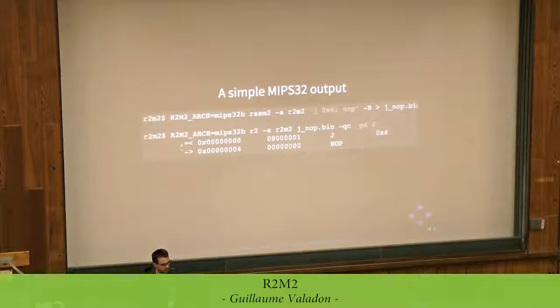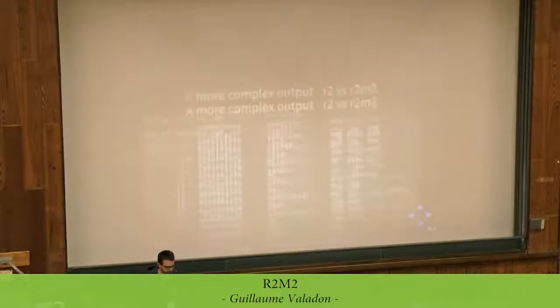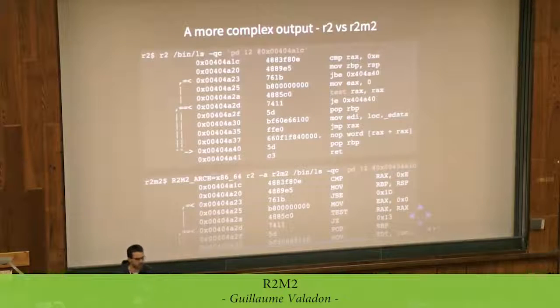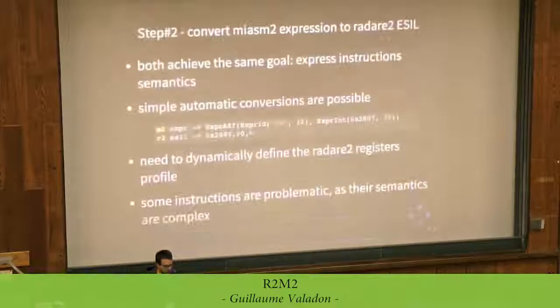I'm building with miasm and radare a binary with a jump and a nop. And here we can see that radare is able to detect the jump to the next instruction. Again, it's a silly example, but I got block splitting for free. Here on top, that's radare2 with bin ls by default. And on the bottom, that's radare2 with miasm backends with this really simple trick. But again, that's kind of useful.